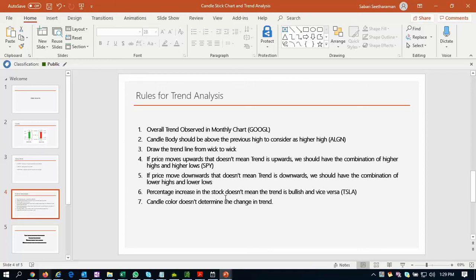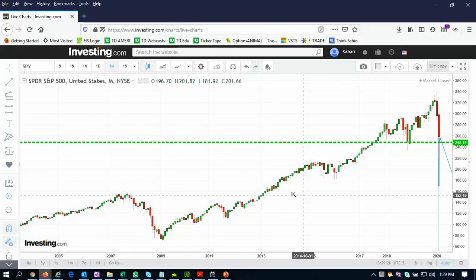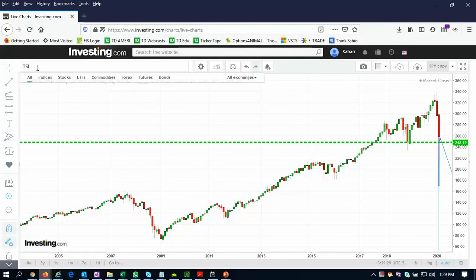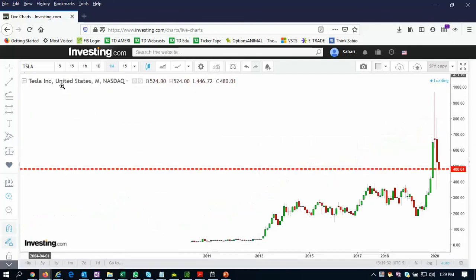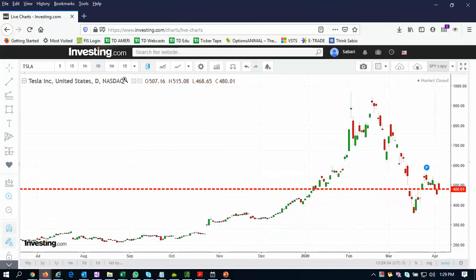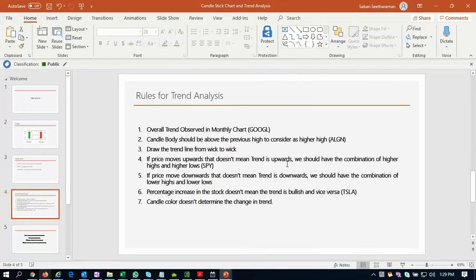Percentage increase in the stock doesn't mean the trend is bullish, and vice versa. So if I go to Tesla stock, here I have one red candle. That doesn't mean the trend is bearish, downward moving. So one candle or the length of a candle doesn't mean there is a change in trend. There should be a combination of higher highs and higher lows. Percentage increase or decrease doesn't determine a change in trend.